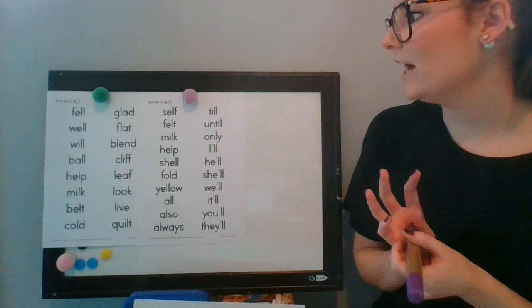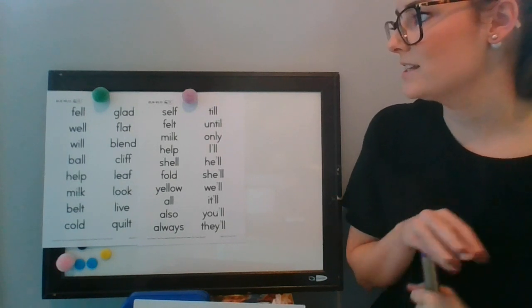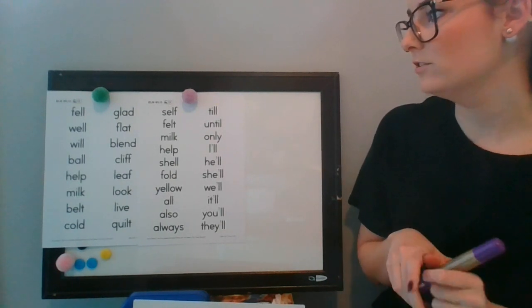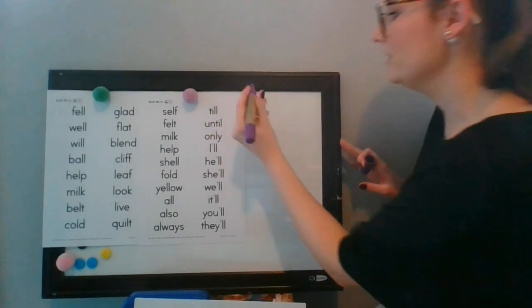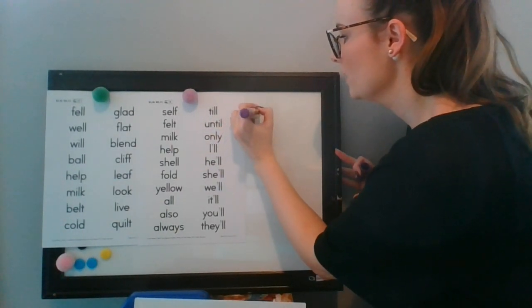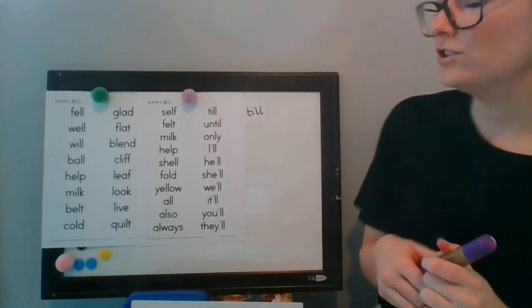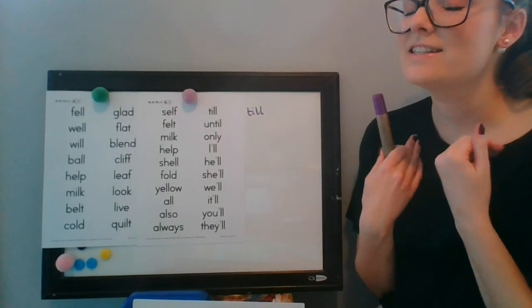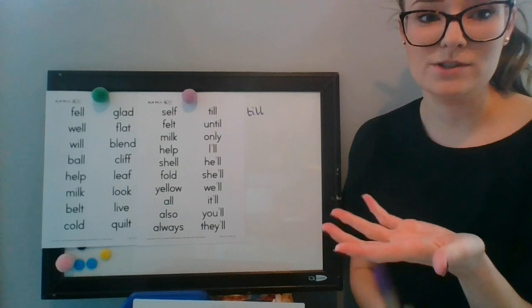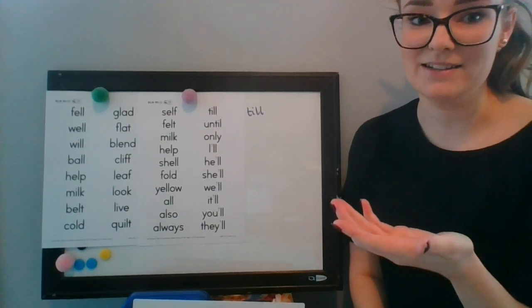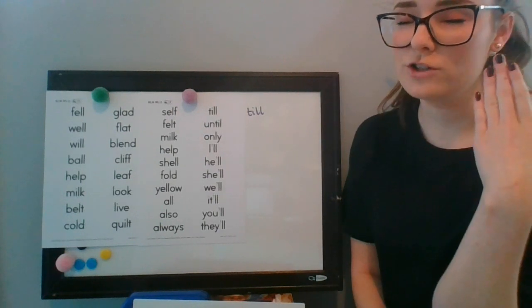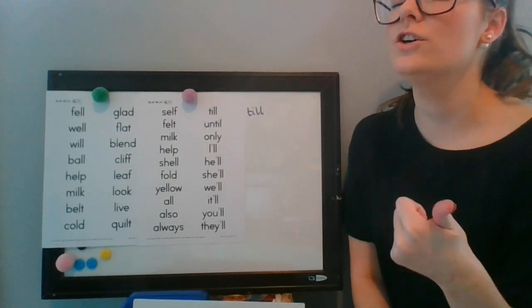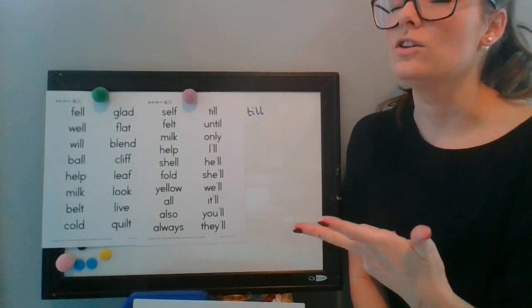Now let's have a look at doing some of our segmenting, because I think some people are still getting a little bit confused. Let's use the word till. So I'm going to write this down here. Okay. What I like to do is I close my eyes and I sound out my word and I use my fingers to count how many sounds I have. So instead of looking at my letters, I just close my eyes. So I've got till. So I've got t, i, all.